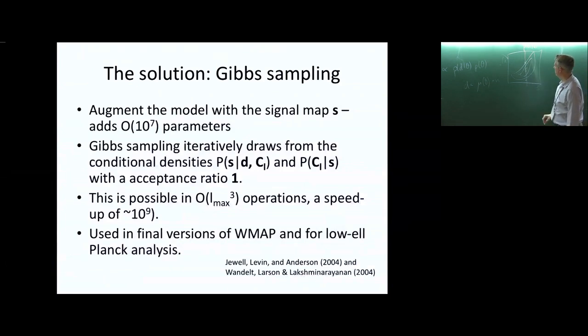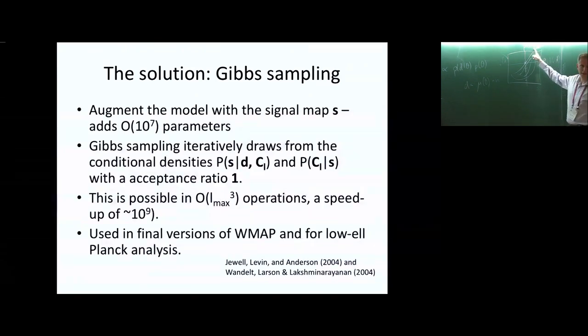Let's say that n puts me here. Then at the next step, I'm going to sample from P of the signal given CL and the data, so the conditional density for the signal given the CL and the data. This is also given the data, but of course, if you have a perfect signal map, you don't need the data anymore. So you remember this concept of conditional independence? Given the perfect signal map, I can forget about the data. It's not going to add anything.